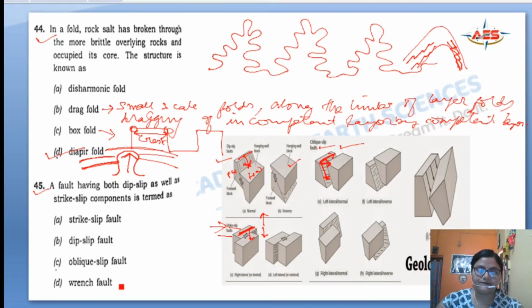Ridge fault, what is a ridge fault? We have just seen that it is a strike slip fault, and in case of strike slip fault the dip slip component is 0. So in this case where we have both dip slip and strike slip component, what will it be? Oblique slip fault. Option C is correct for question number 45.